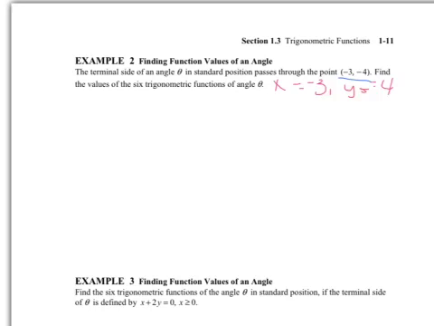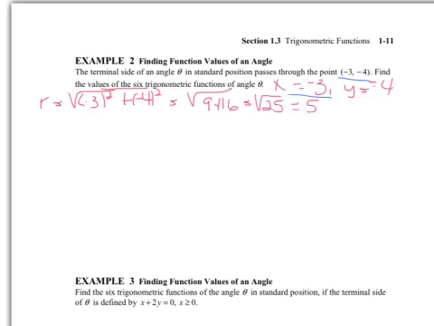To find our r value, we are going to take the square root of -3 squared plus -4 squared, which is going to give us the square root of 9 plus 16, which gives us the square root of 25, which gives us 5. So we look back and our x value is negative 3, our y value is negative 4, and our r value then is 5. So we go to find sine.